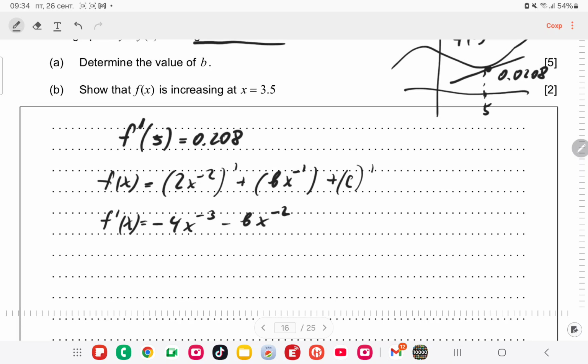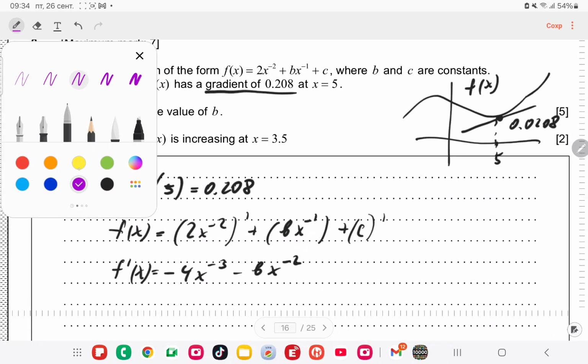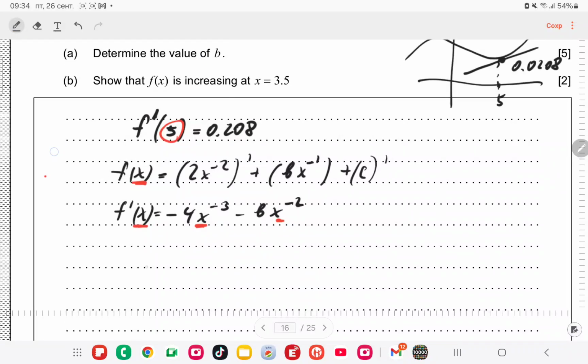Okay, and now we have to plug 5 instead of x. So let me use color, guys. So instead of x, I will put 5 everywhere. So f prime of 5 is equal to minus 4 times 5 to the power negative 3 minus b times 5 to the power negative 2, and it is equal to 0.208.